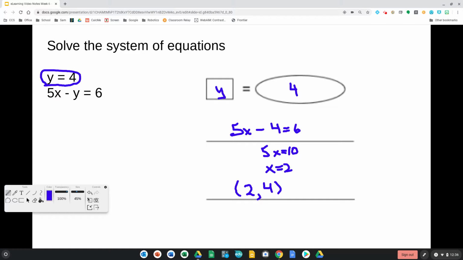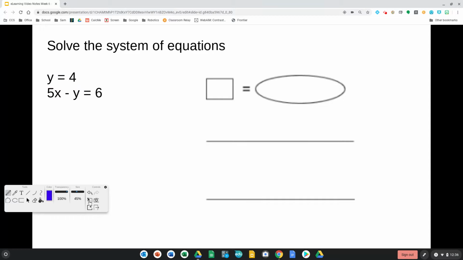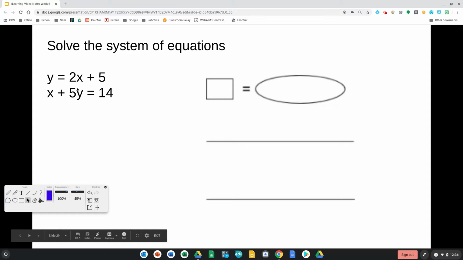And so that's the answer that we want to use, the answer that's got both an x and a y. Now, it's not always going to be that easy where the x or the y is just a number we have to replace. Sometimes it's going to take a little bit more work, so let's look at an example like that. In the next screen, we've got y equals 2x plus 5 and x plus 5y equals 14. Again, we're trying to solve this system of equations. We're trying to figure out a value for x and y that makes both of those equations true.